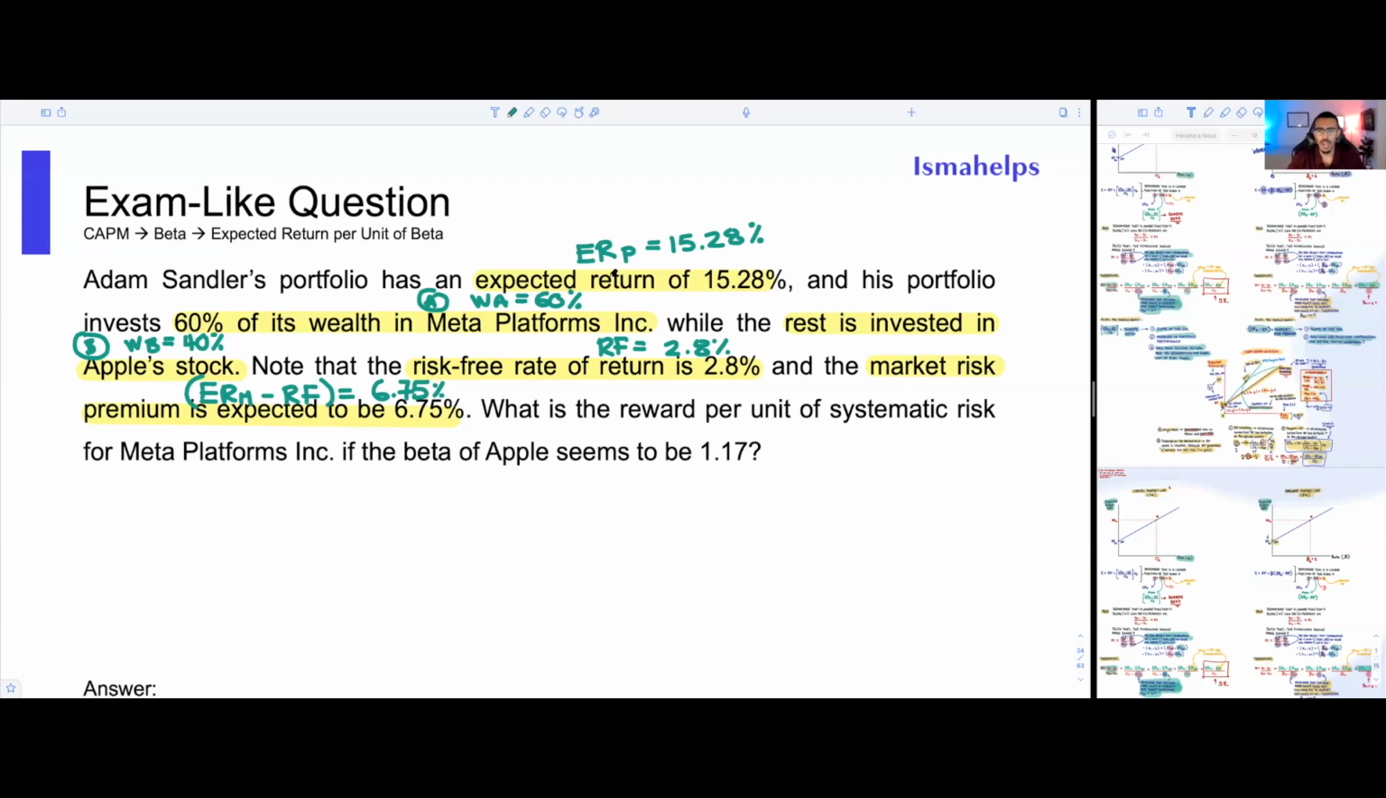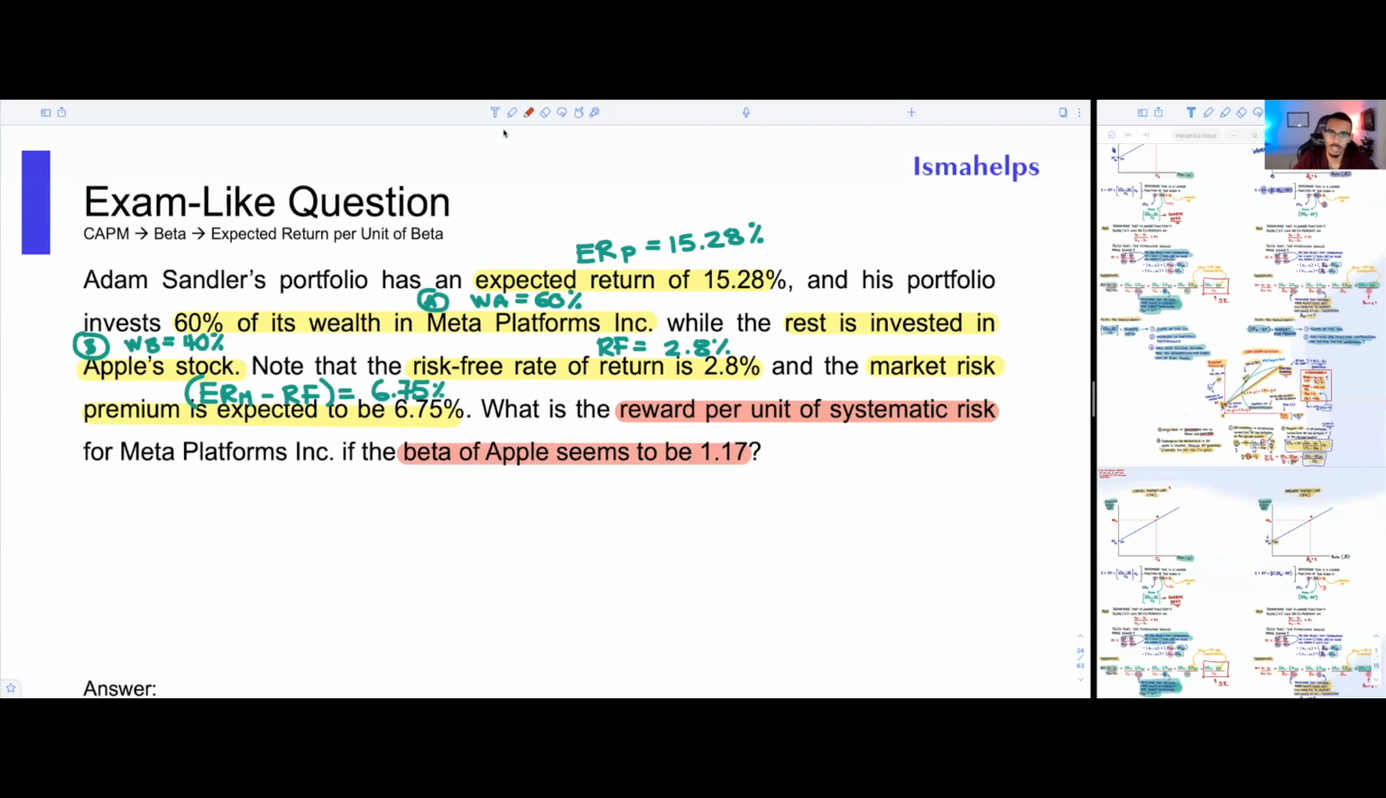And now we're going to highlight the mission. What's the purpose of this question? The purpose of this question is to solve for the reward per unit of systematic risk. If you've never heard about that before, you're going to be like, what the hell did you just write on my exam? You're going to be confused. But there's actually a really easy way to go about that. It's really not that complicated. We're going to talk about what is the reward per unit of systematic risk for Meta Platforms Inc. if the beta of Apple is 1.17.